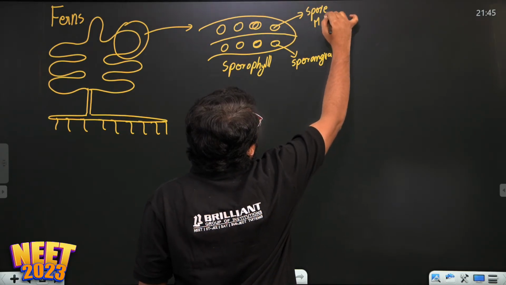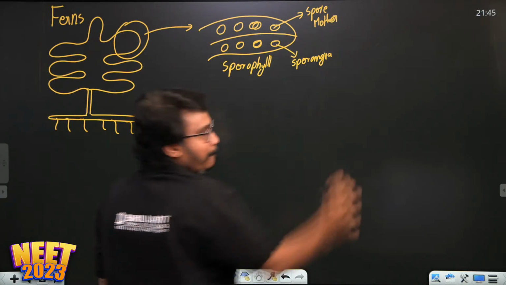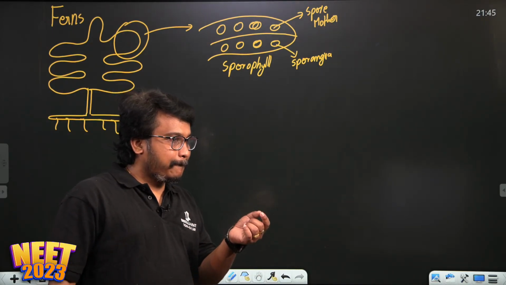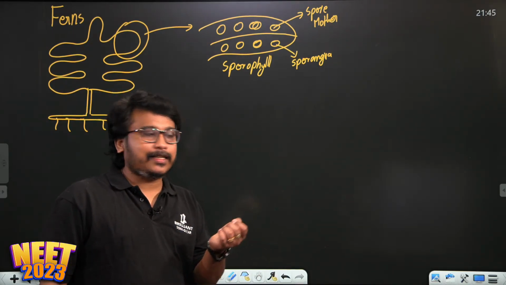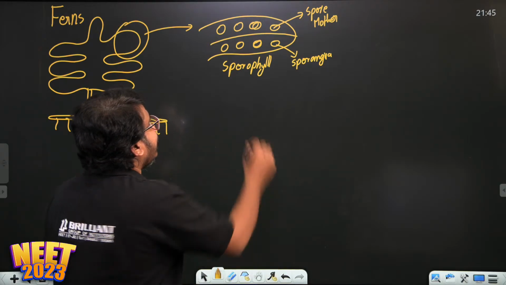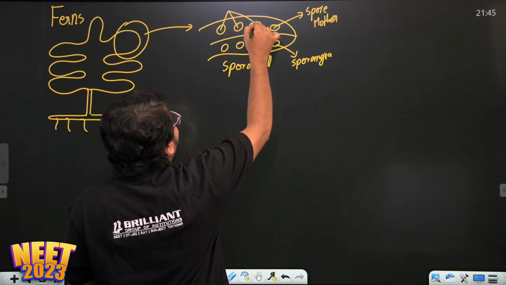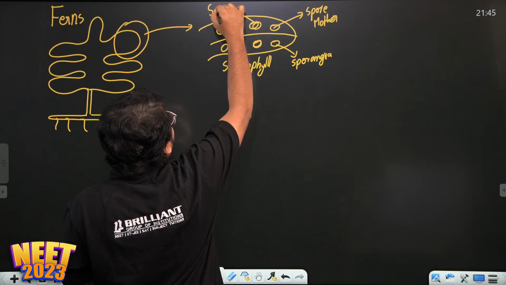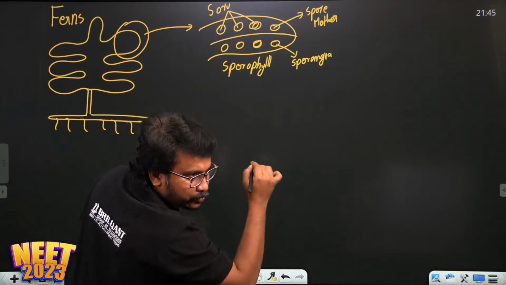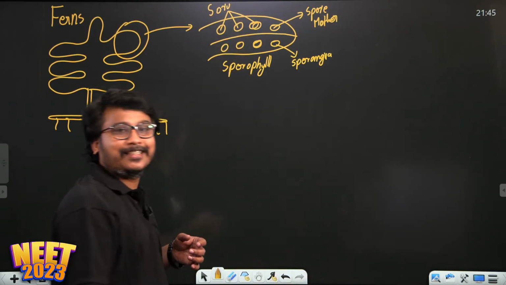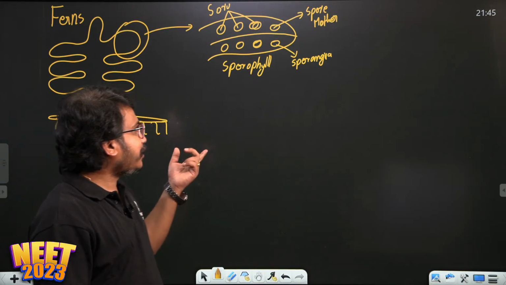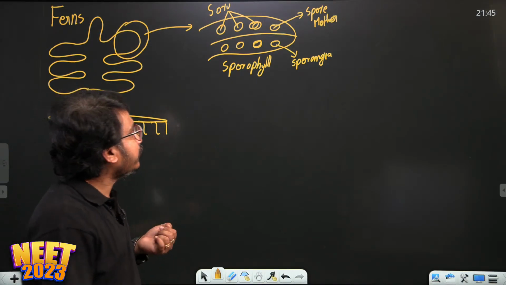The cluster of sporangia is called dash. Can you please give an answer? What is the cluster of sporangia called? All these sporangia clustering together is called sorus. Very good. Sanjay has given the answer. Cluster of sporangia is called sorus.